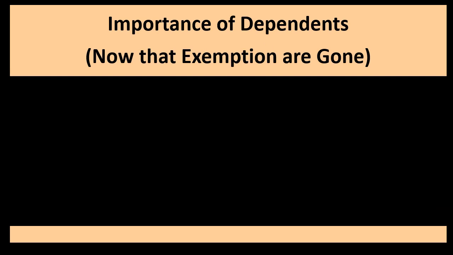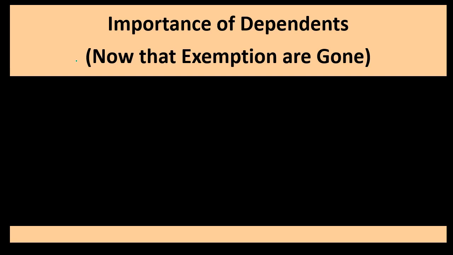Now, what is the importance of dependents? Note that we don't get the exemption anymore. That was something that changed last year. When you say, well, why would you want a dependent? What's the benefit for tax purposes of a dependent? It used to be that one of the major things is you got an exemption for it, which is kind of like a deduction. Now, no exemption.